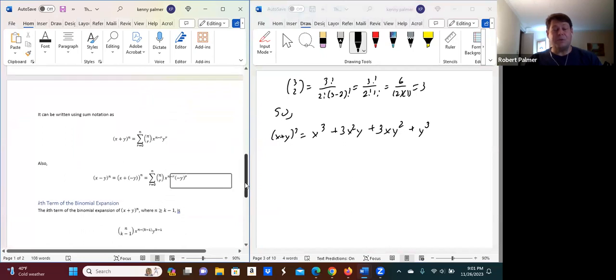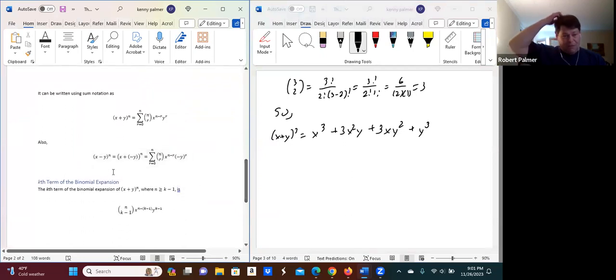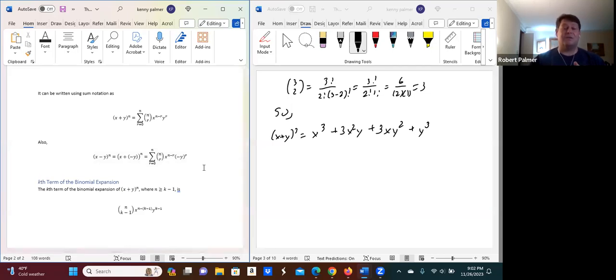Now, I'll also mention one more thing. If we have one with a negative instead of a positive, the thing to think about is that x minus y is the same as x plus negative y. Essentially, replace the y here with a negative y. That will make our signs correct, because when r is even, any negative number to an even power is positive, and any negative number to an odd power is negative. So that will get the signs correct. Everything else will work exactly the same.